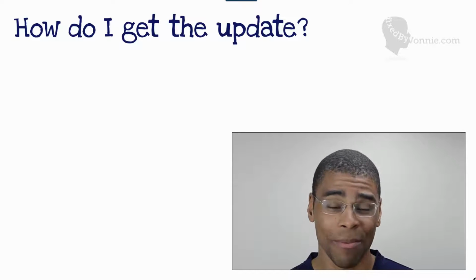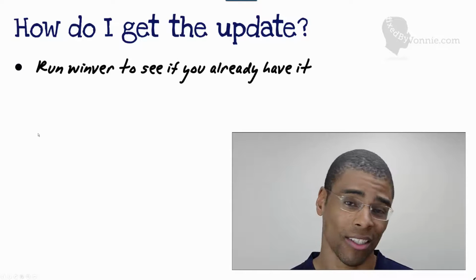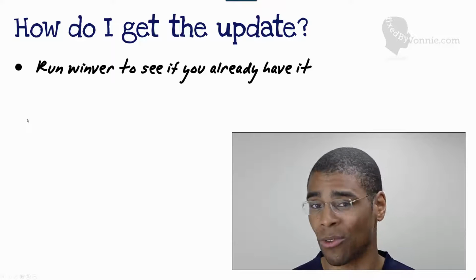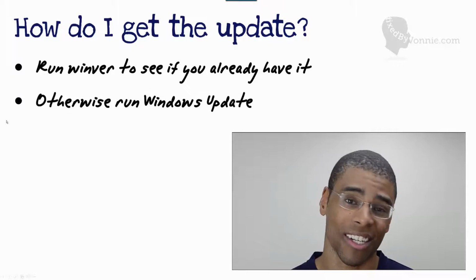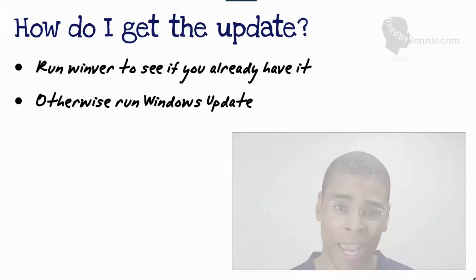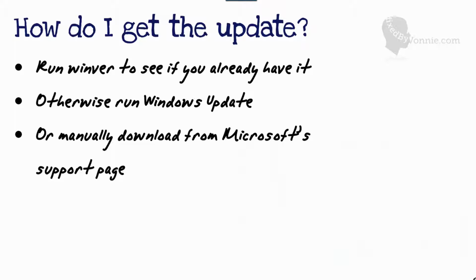If you want to get the update, all you have to do is click the Start button, type WinVer. If it's 1607, you've already got it. If it's not, then you need to update by just clicking the Start button, typing Windows Update, going through the update process. And if that doesn't work, you can manually download the update by going to the link on the Microsoft support page, which is right below this video. Okay, so let's jump right into this.